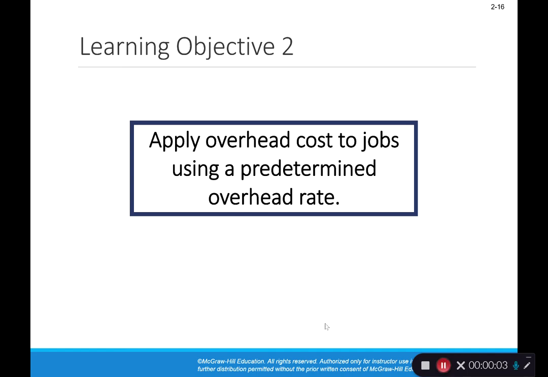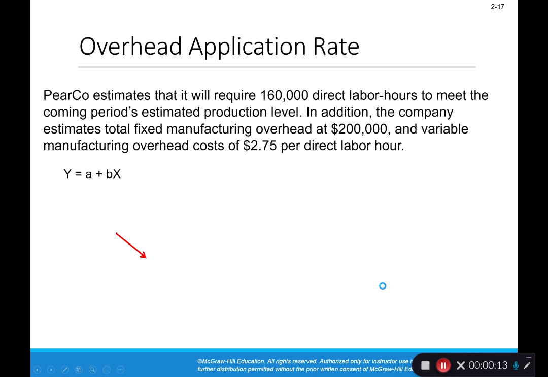In part 2 of the video, we're going to actually use the formulas we previously discussed on the predetermined overhead rate in order to apply overhead to our jobs. So the first thing we need to do is use our cost formula, y equals F plus Vx, as I like to call it, in order to figure out what our estimated overhead cost is going to be.